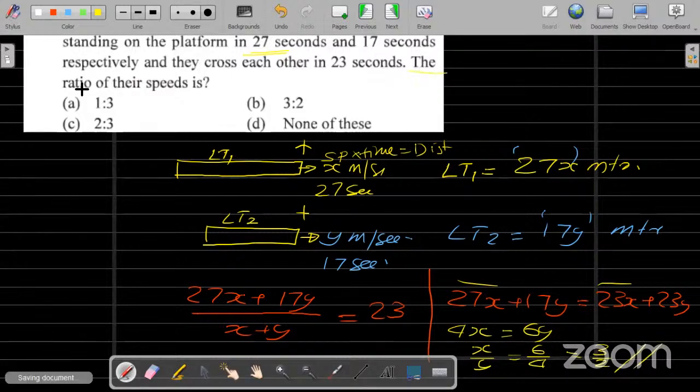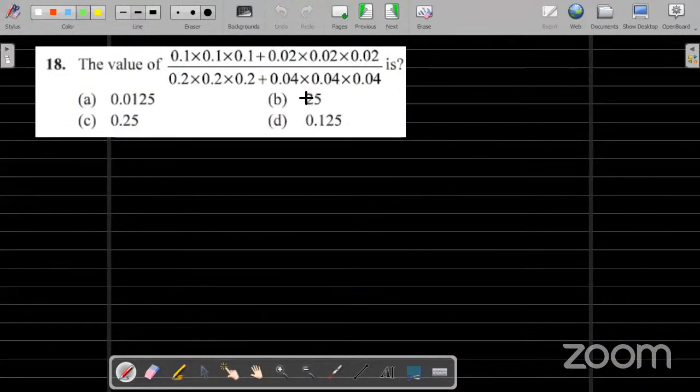We need to find the ratio of their speeds. The speed of the first train is x meters per second and that of the second train is y meters per second. So we need to get the value of x by y. x by y is 3 by 2, so the answer is 3:2. And this is slightly on the tougher side. So those who are not good with relative speed may skip this question. No need to answer all the questions. Always remember that there are some questions that we can solve.